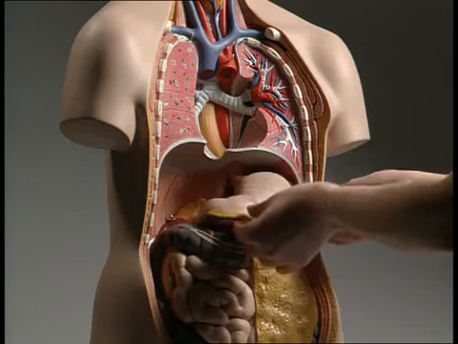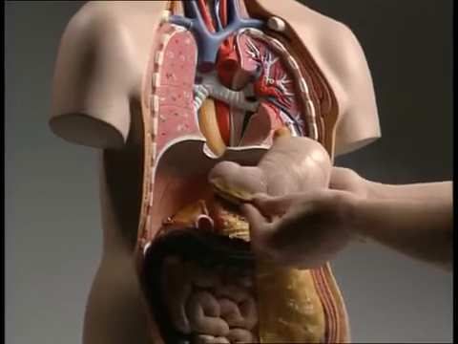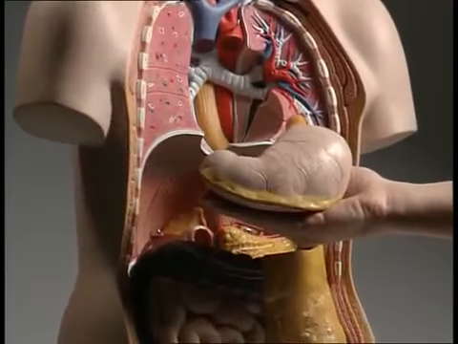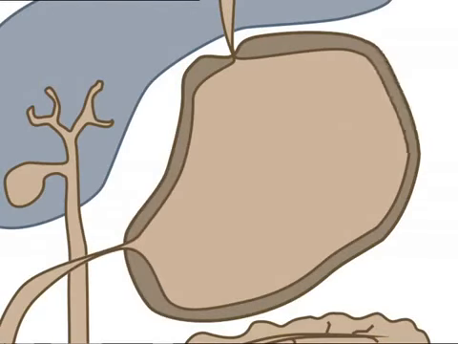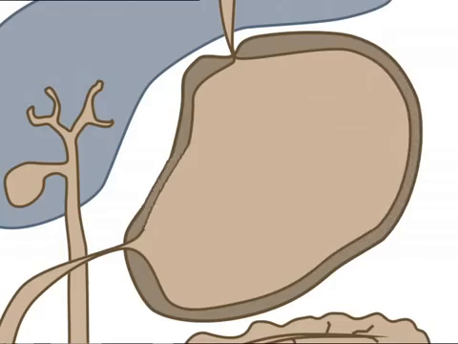This model shows the typical size and shape of your stomach compared to your other organs. The stomach has elastic walls which stretch as the food collects inside. Every now and again, the stomach muscles contract to churn the food.